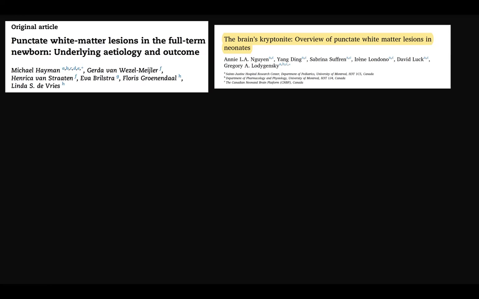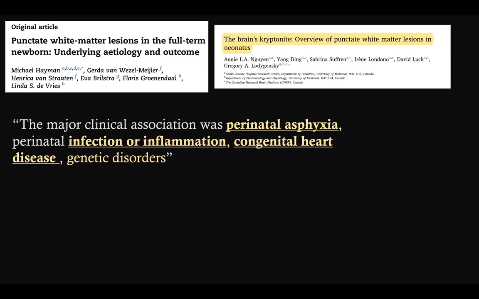They say that there is an association with perinatal asphyxia, but also infection or inflammation, and of course congenital heart disease and genetic disorders need to be considered, because congenital heart disease has a strong association, as you know, with abnormalities in the brain. But in most cases, we need to exclude perinatal asphyxia, infection, and inflammation.